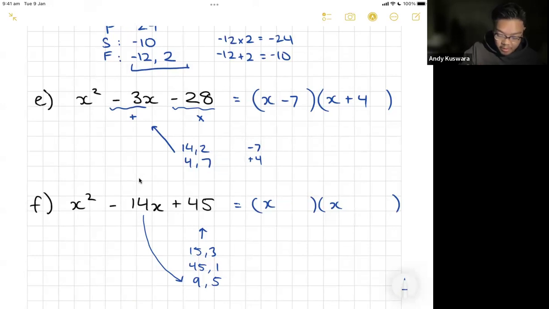Now, for this one here, be careful because there is a positive 45, but my sum has to be negative 14. So in my mind, it has to be minus 5 and minus 9. Because if I multiply a negative with a negative, I get my positive 45. And if I go minus 9 minus 5, that gives me my negative 14. So I've got x minus 9 and x minus 5. That's my factorization. Okay. Have a go.